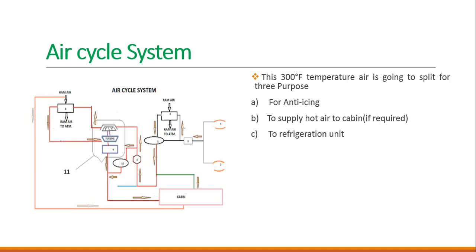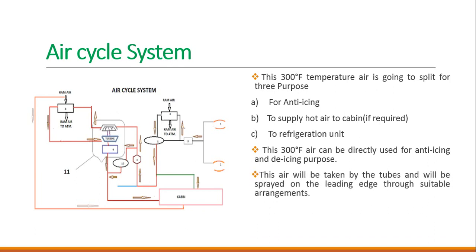After the outlet, the 300-degree Fahrenheit air is split into three purposes. One is for the anti-icing system, second is for supplying hot air to the cabin, and third is for the refrigeration unit. So it is split into three parts: one part moves to the anti-icing system, the second part moves to the cabin, and the third part moves to the refrigeration unit.